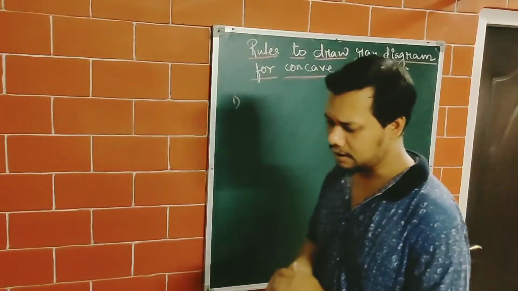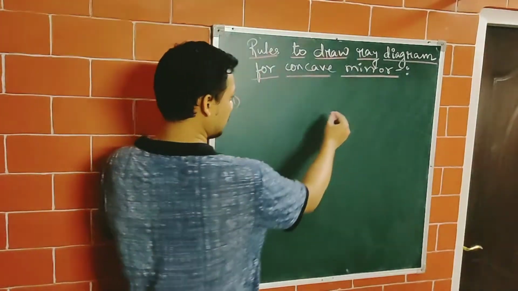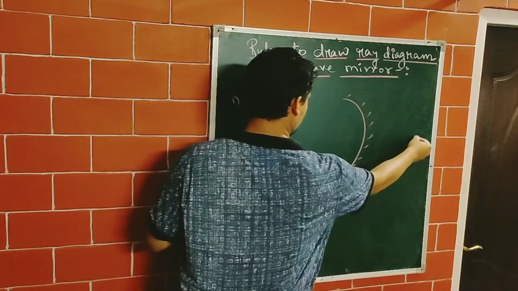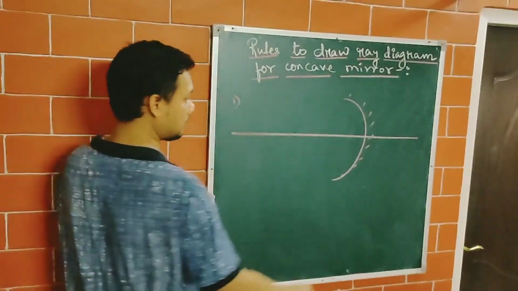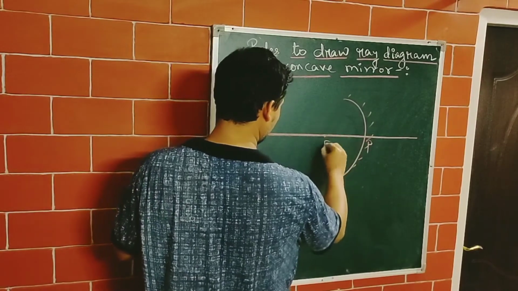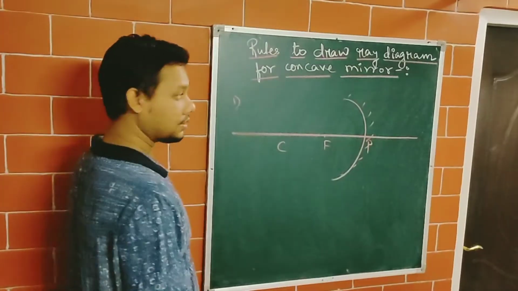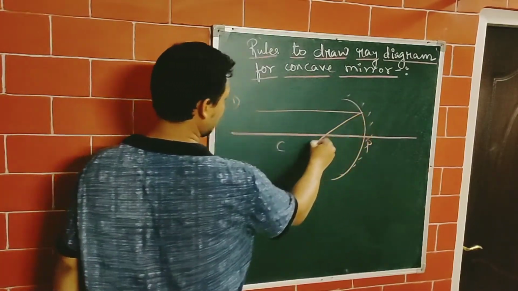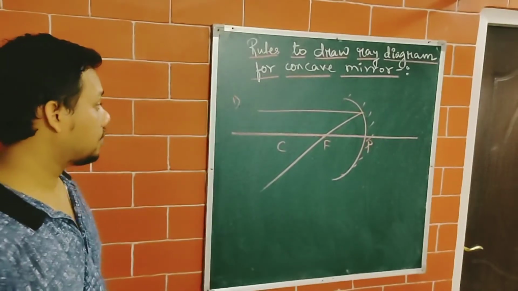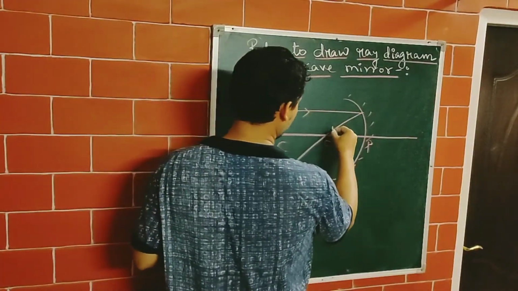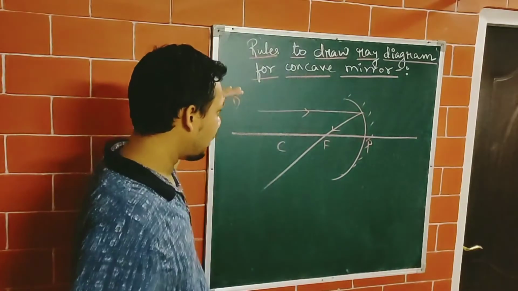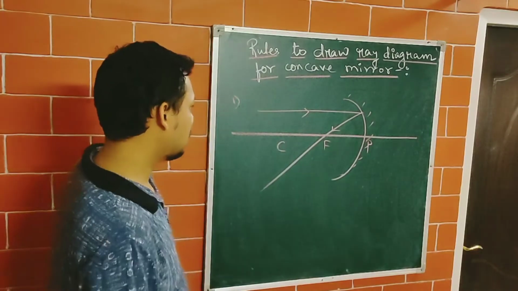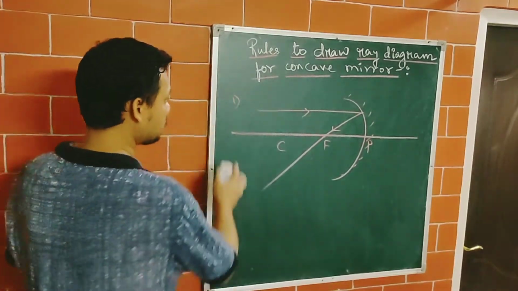So there are actually 4 rules. This is the concave mirror. This is the principal axis. This is pole, this is focus, and this is the center of curvature. First rule is that if a ray passes parallel to the principal axis, after reflection it will cut the principal axis at a point, that point is focus. This is the first rule. Parallel to the principal axis, after reflection passes through focus. Rule number 1.